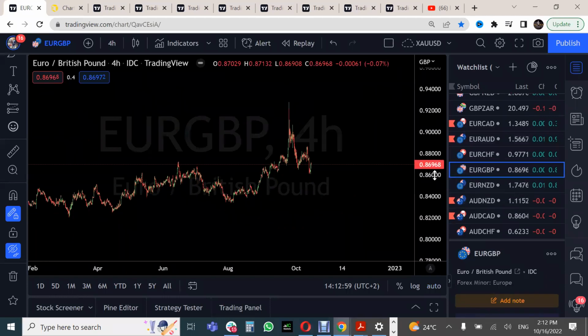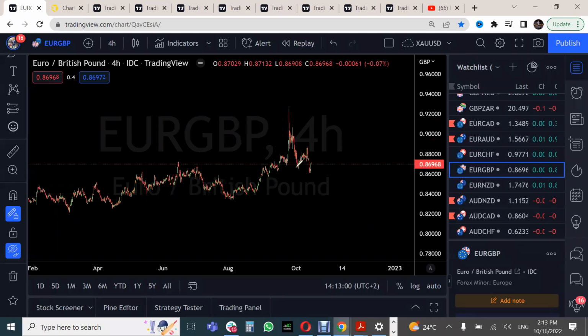With the pound pairs having confirmed their upside moves, no surprises that euro pound is going to give us a continuation to the downside. You can get a pullback here, but otherwise on euro pound, look for opportunities to the downside.